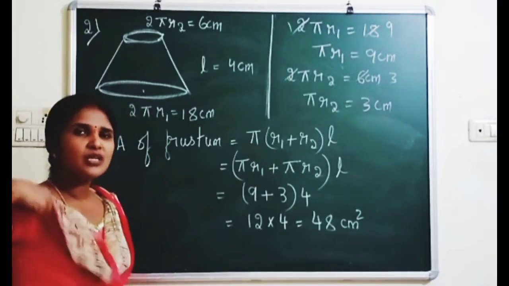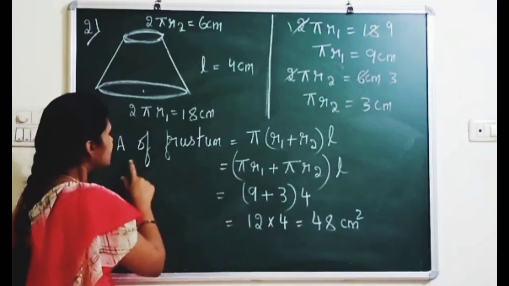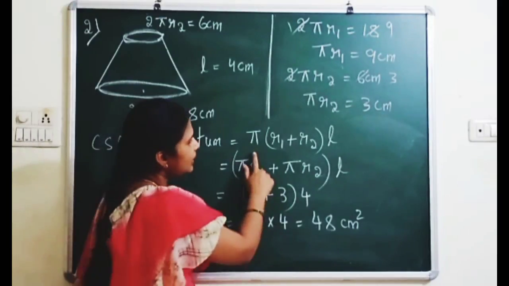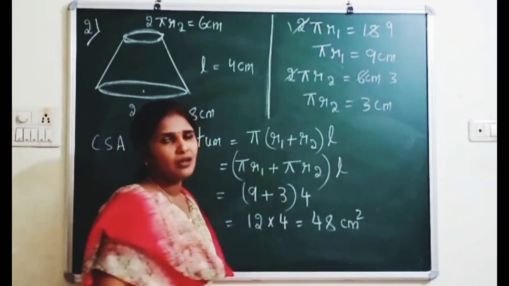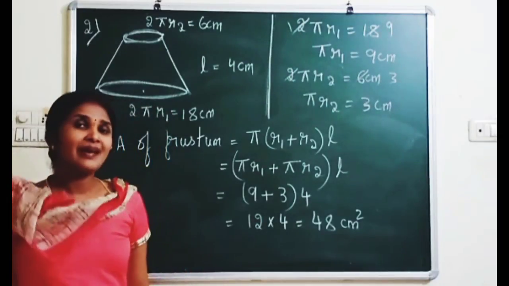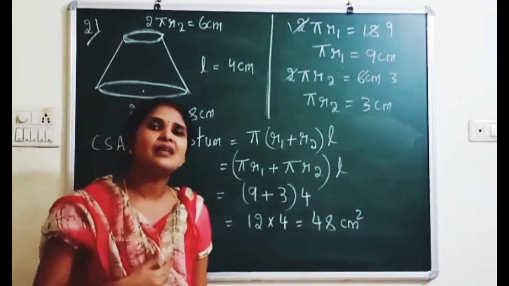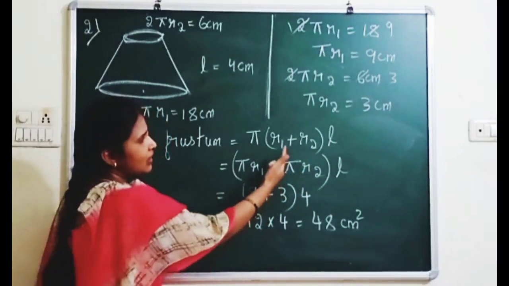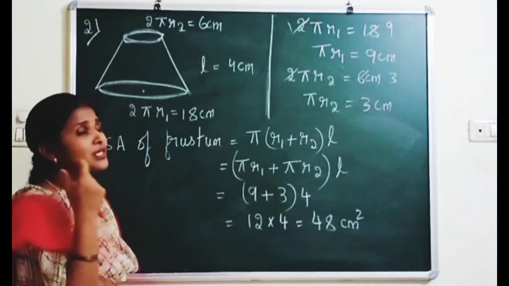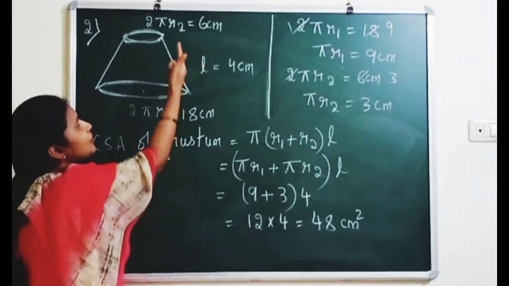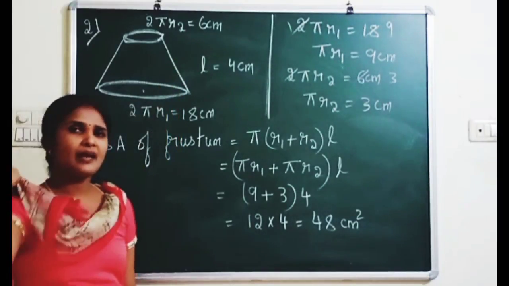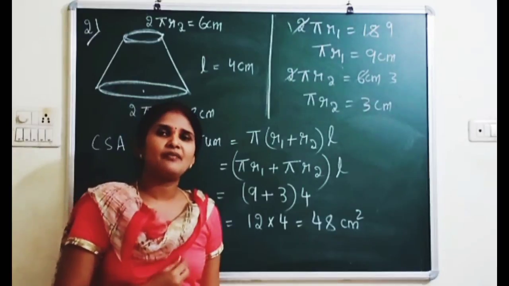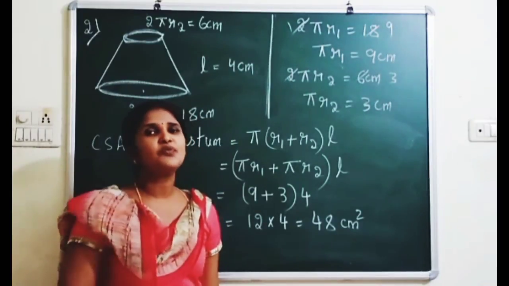So recall once, what is the formula of CSA? CSA of frustum is pi into R1 plus R2 into L. If you see the dimensions, H is not given in the question. So is it necessary? No, not required. L is enough now. R1 and R2 are not given clearly, but the circumference is given. So with this, can I find R1 and R2? Yes, you can find. But is it necessary to find R1 and R2?